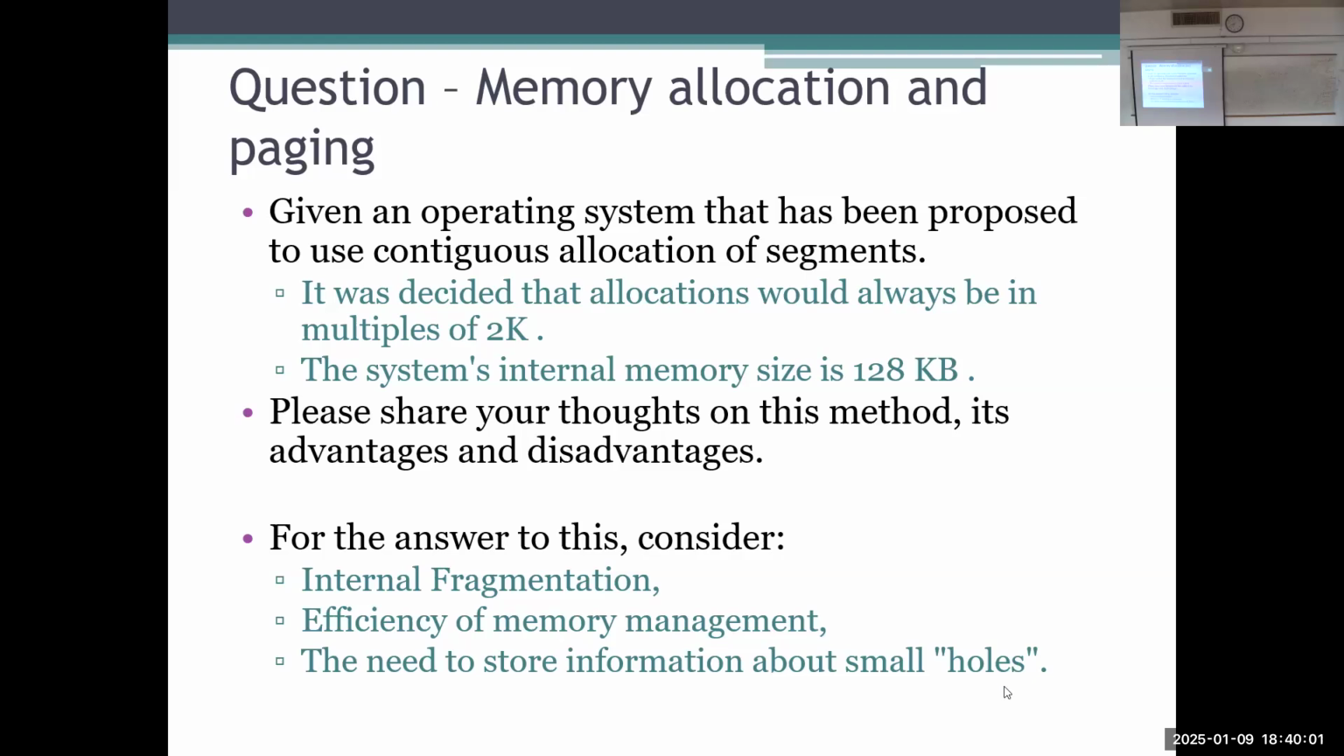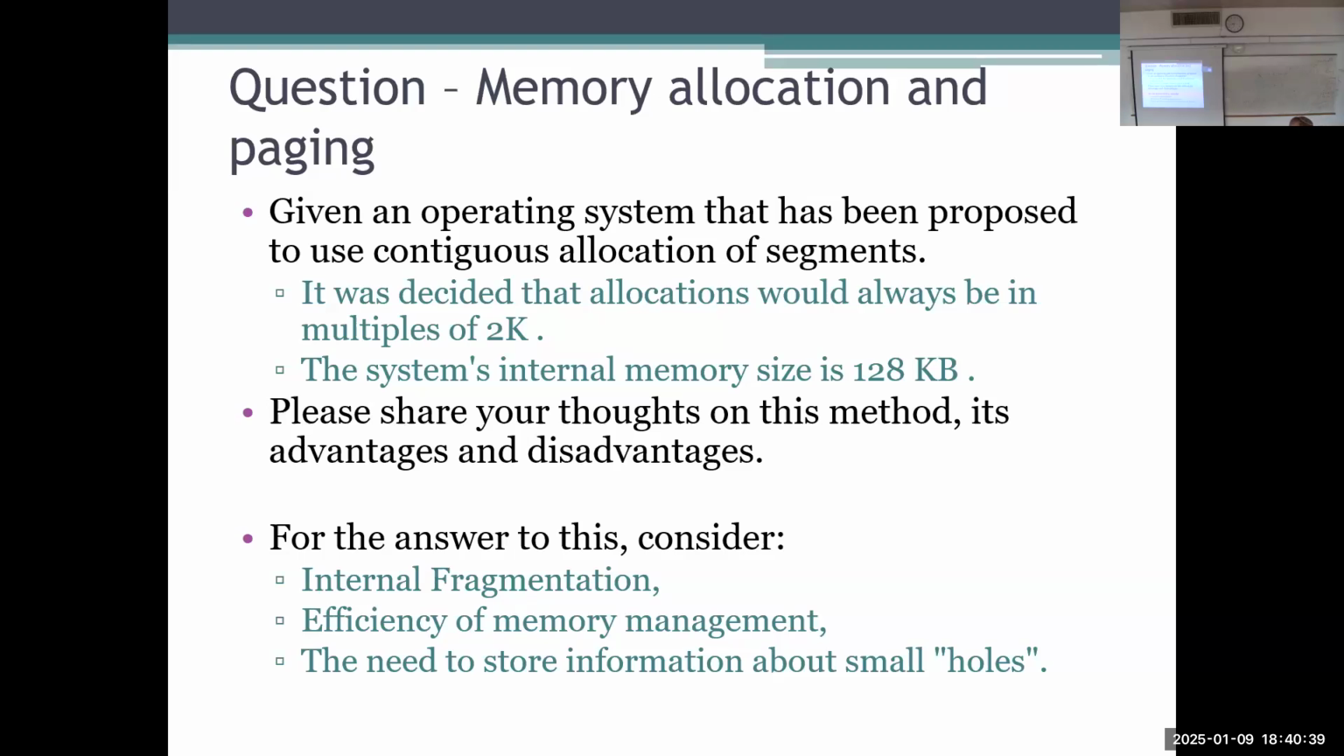So what do you guys say? It doesn't really give you much information here. It's not such a complicated system by any means. Allocations would be in 2 kilobytes. That just means, let's say I need 6 kilobytes, so we'll give me 6 kilobytes. If I need 7 kilobytes, we'll give me 8 kilobytes. So what do you say?